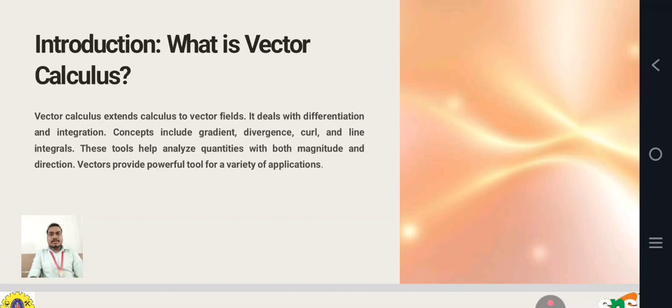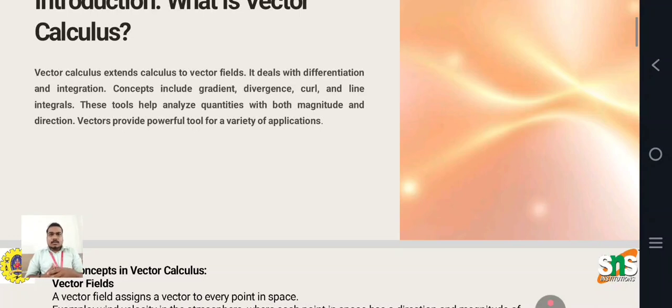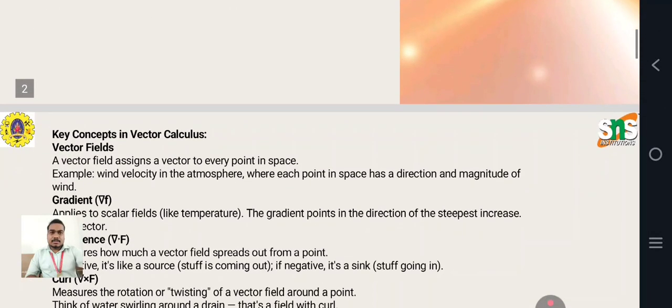First, we will see what vector calculus is. Vector calculus is the branch of mathematics concerned with differentiation and integration of vector fields in three-dimensional Euclidean space. The term vector calculus is sometimes used as a synonym for the broader subject of multivariable calculus. The concepts include gradients, divergence, curl, and line integrals. These tools help analyze quantities with both magnitude and direction. Vectors provide a powerful tool for a variety of applications.